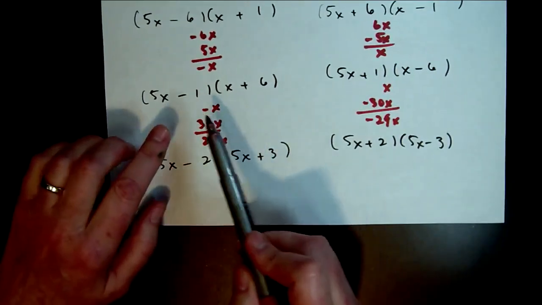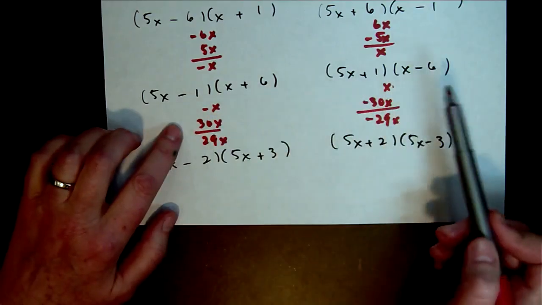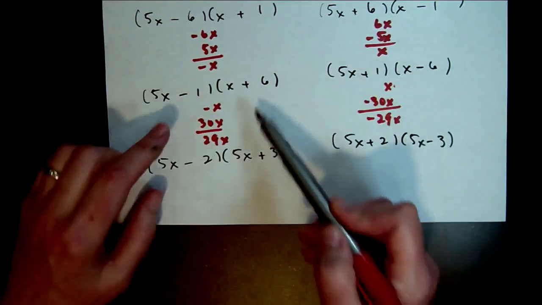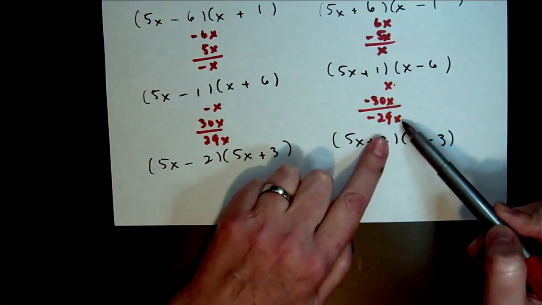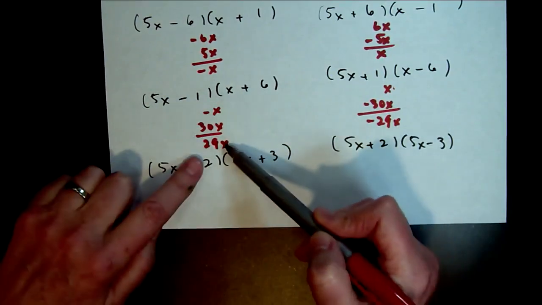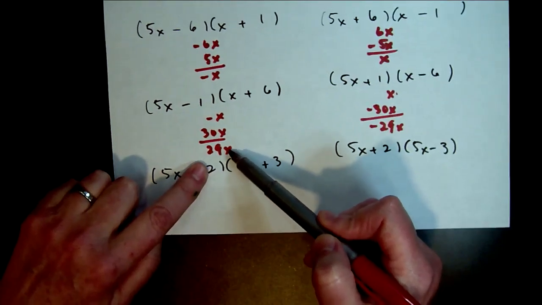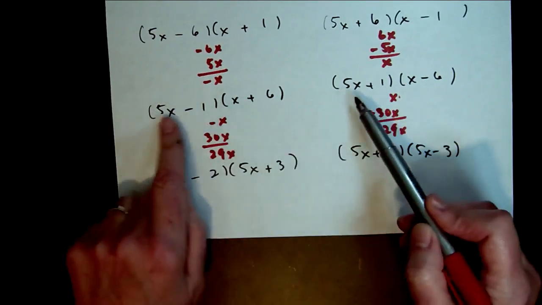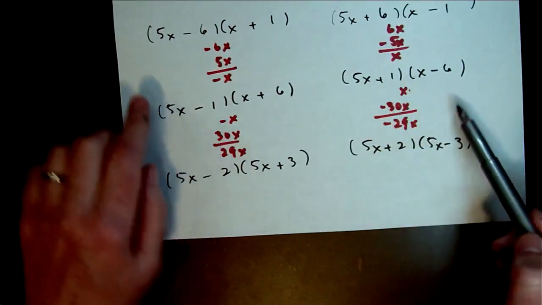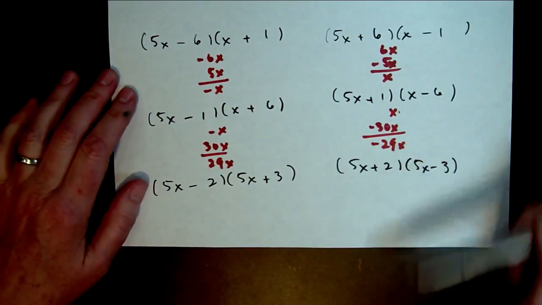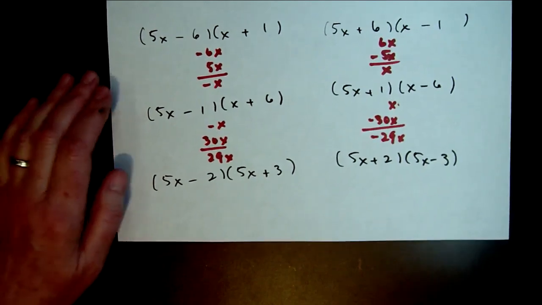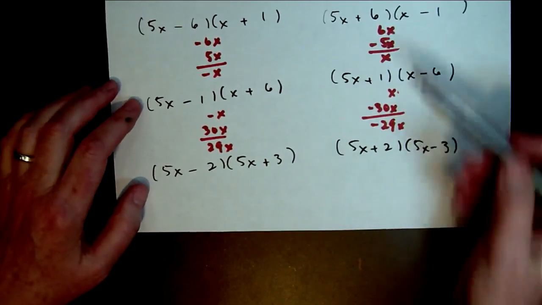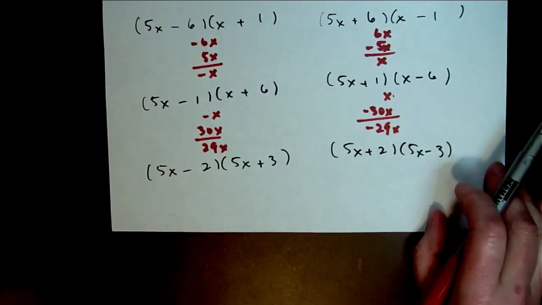Down here, once I had checked either one of these, so it just depends on what order you wrote things down, if I say I had checked this one and it gave me a negative 29x, say I checked this one and it gave me a 29x, I would not bother to check this one that has all the same stuff but with the opposite signs, because I know it's going to give me a 29 on the x just with the opposite sign. Okay, so that cuts your work in half.